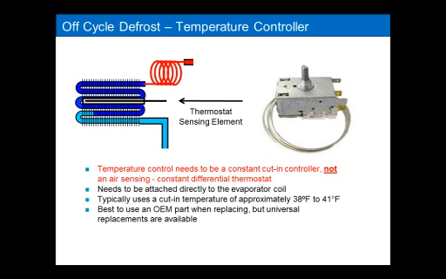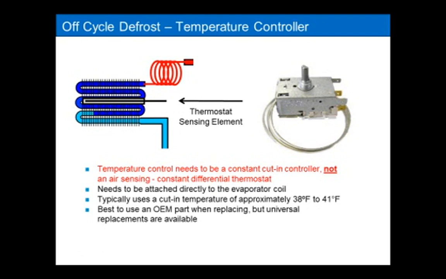It's called a constant cut-in control, not a constant differential. Constant differential would typically be an air sensing type control. We don't want to use that. We want to use a constant cut-in control, where the cut-in temperature is fixed. When you adjust your temperature in the case, you're not adjusting the cut-in point, because that is fixed by the design of the control. You're going to adjust the cutout point.